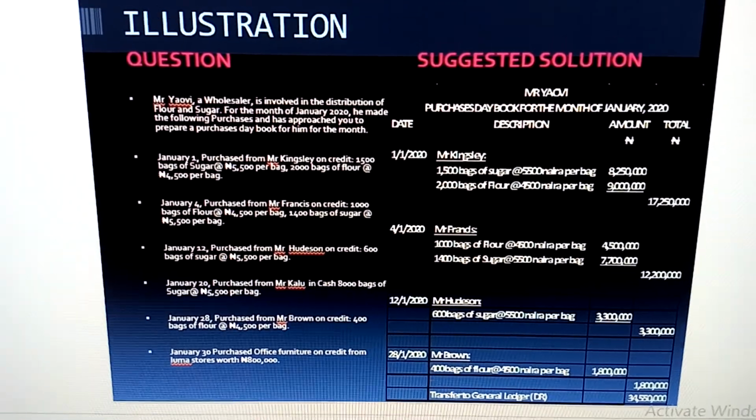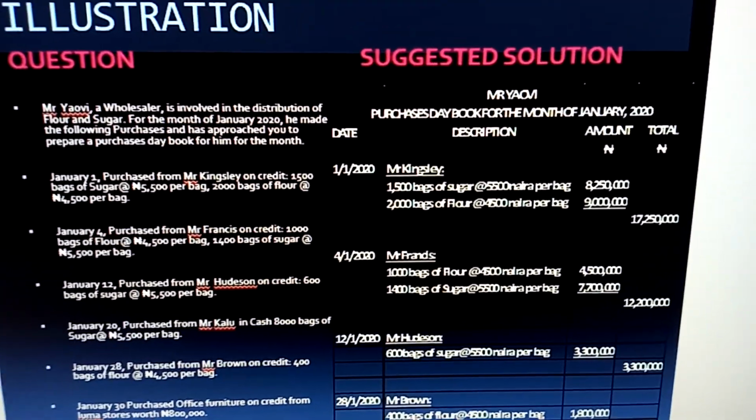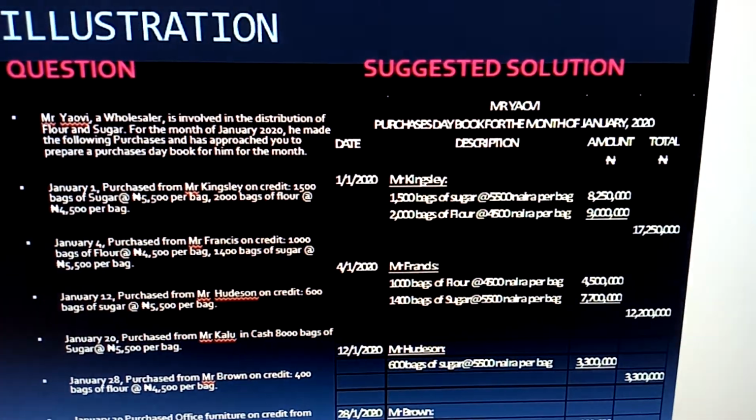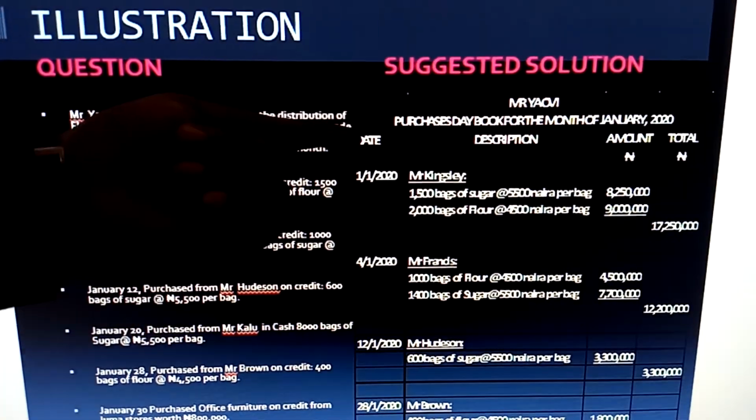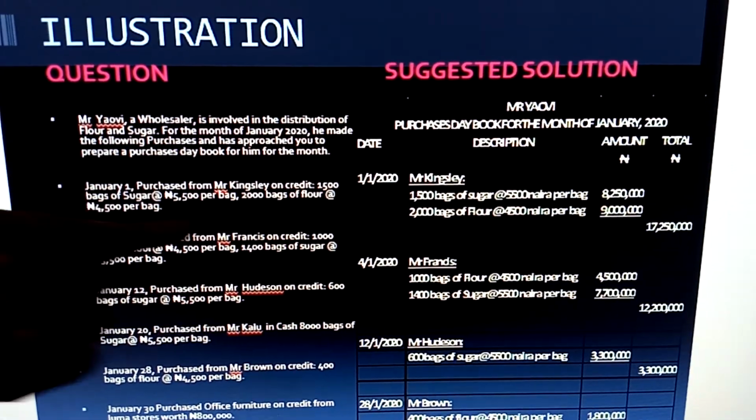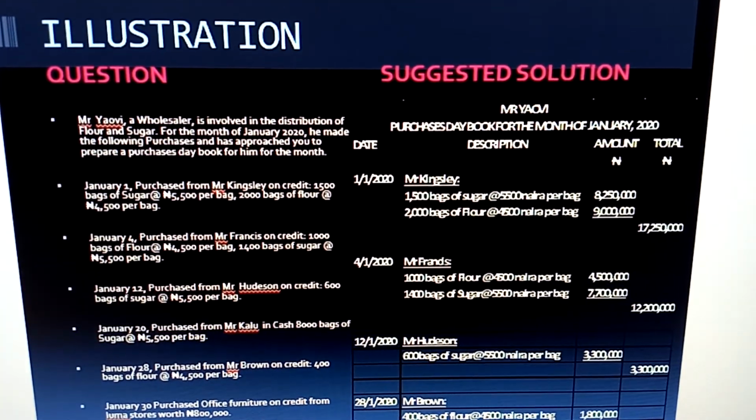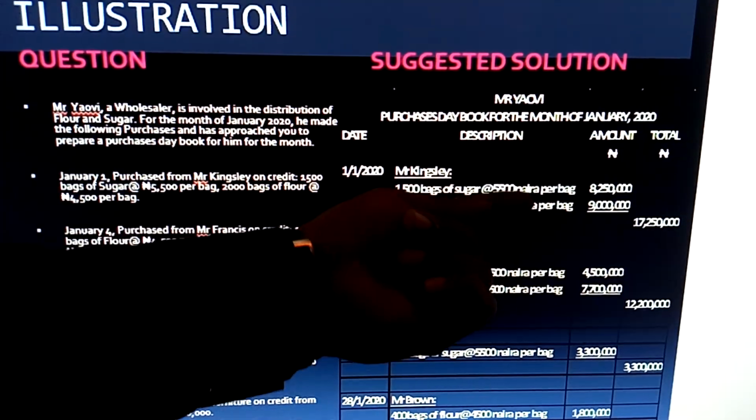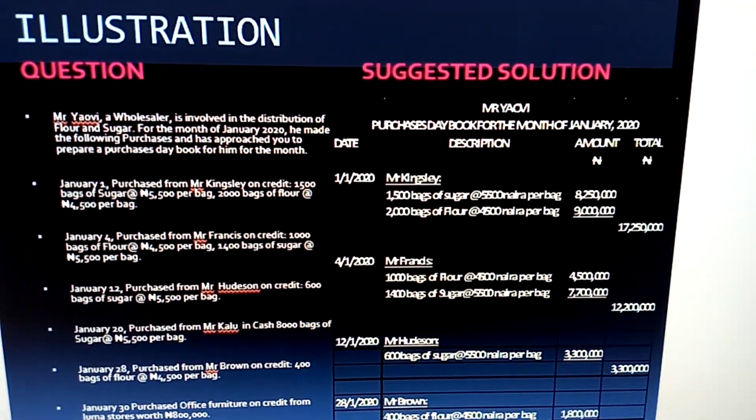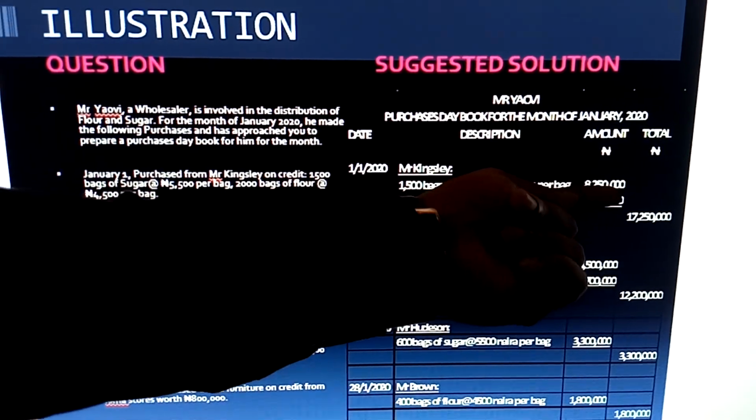So what do we do? Here is the Purchases Day Book, having the name of Mr. Yauvi, who owns the business, the description stating what the book is, and then we have the date of the transaction. So we have 1st of January 2020, purchased from who? Mr. Kingsley. What was purchased? 1,500 bags of sugar at 5,500 naira per bag. So if we multiply 1,500 by 5,500, we have 8,250,000.